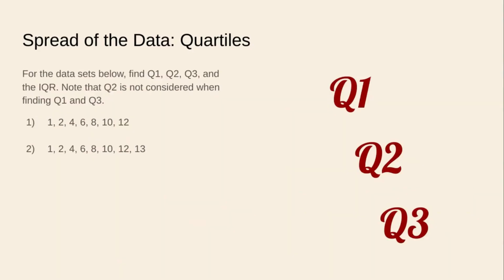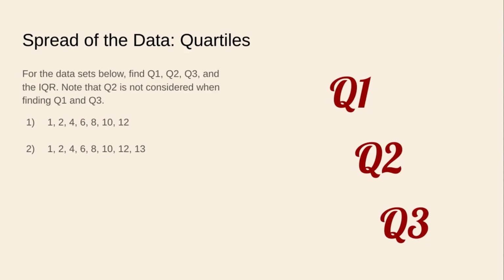All right, for these data sets, we're going to be finding Q1, Q2, Q3, and the interquartile range. Just to note that Q2 is not considered when finding Q1 and Q3. So once you find Q2, you look to the data values below Q2, not including Q2, to find Q1, and you look to the data values above Q2, not including Q2, to find Q3. You can feel free to try both of these, pause the video, and unpause when you're ready, or you can watch me do the first one, pause the video, and then try the second one on your own, or you can just watch me do both of them. You choose.